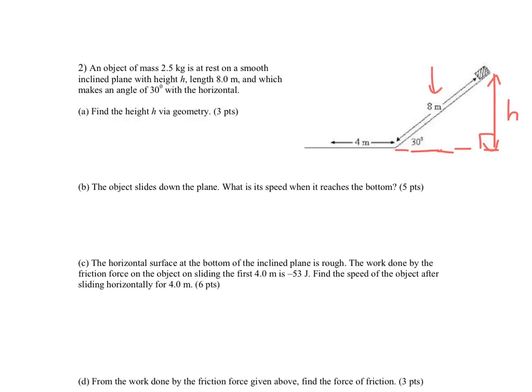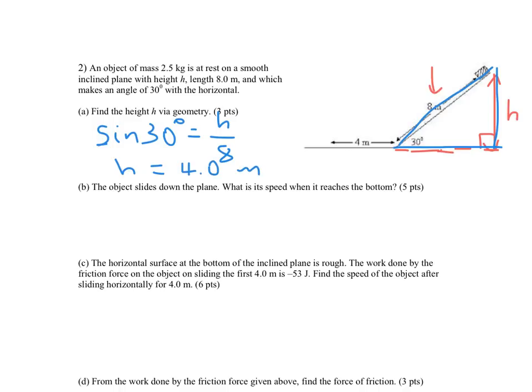So this is basically looking at this triangle, and you notice that h is opposite this angle. Therefore, you know that the sine of 30 degrees is opposite over the hypotenuse, which is 8. Therefore, h is 8 times sine 30, and you work it out, it will be 4.0 meters.